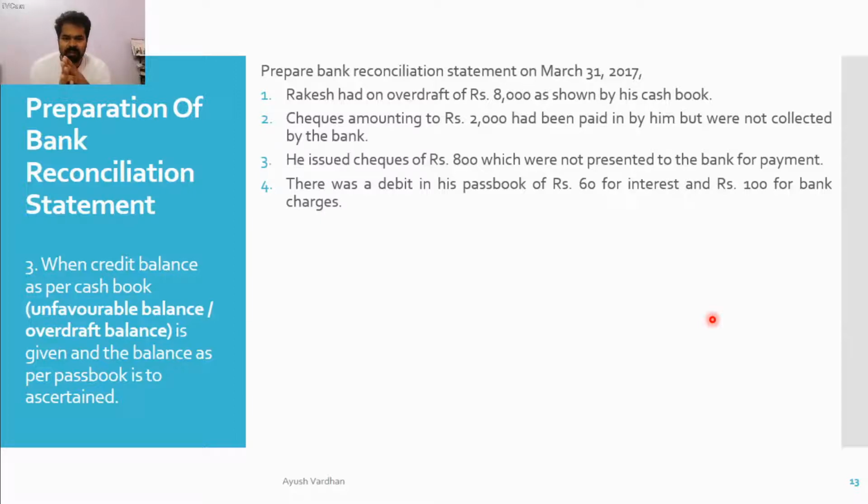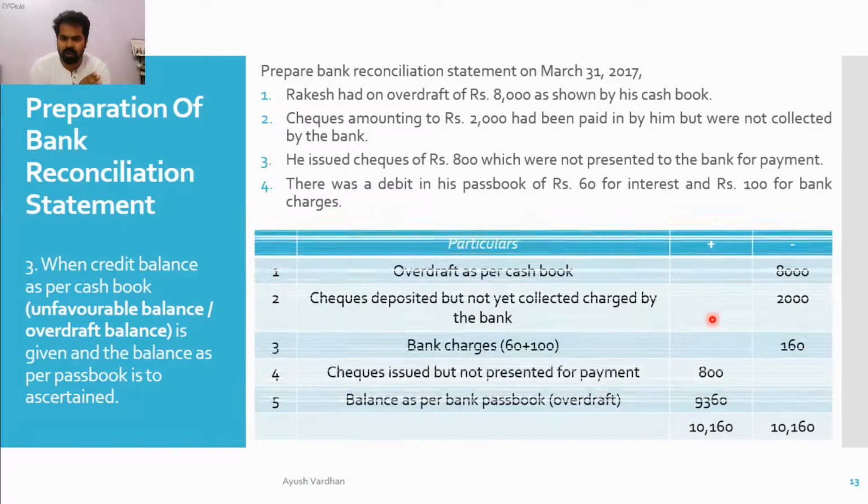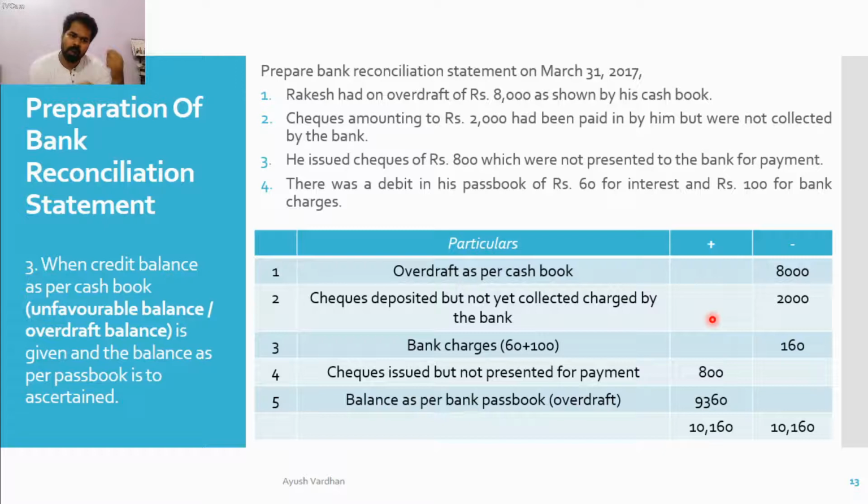These are some transactions that Rakesh had made. Rakesh had an overdraft of 8,000 as shown in his cash book. So we have an overdraft, and we will immediately go to the negative side for that entry. It's very clear. For the rest, we will use the method we were using so far as the favorable way. How are we doing the entry? In the same way, we will do the rest of these entries.